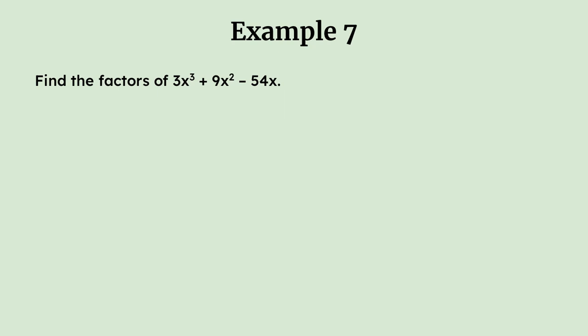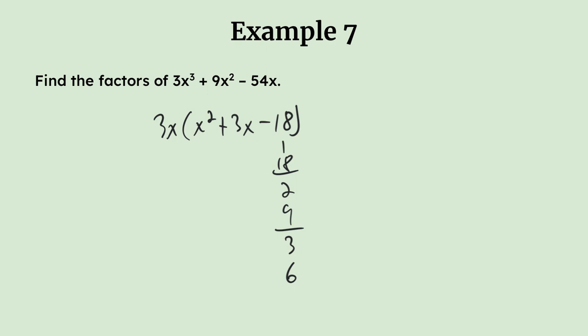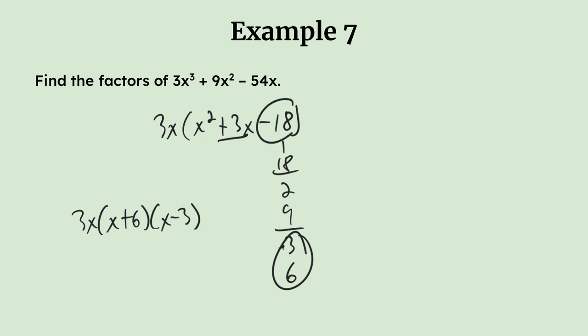Here I see that 3 will go into all those as well as they all share an x. So let's factor out the 3x. We're left with x squared plus 3x minus 18. Now factoring this, we've got 1 and 18, 2 and 9, 3 and 6. We want to find two numbers that will make positive 3, so it's going to be 6 and 3. So 3x(x plus 6)(x minus 3), because that 3 has to be negative, for negative 3 times 6 equals negative 18.